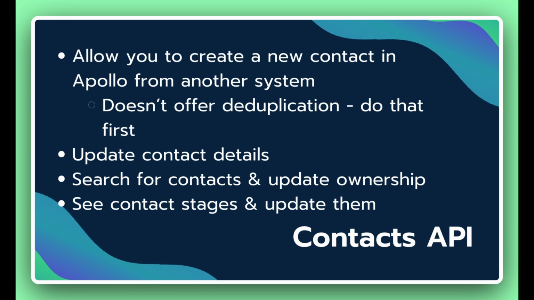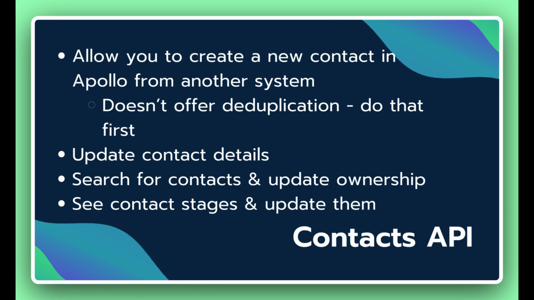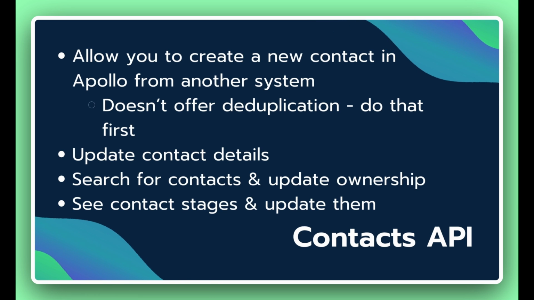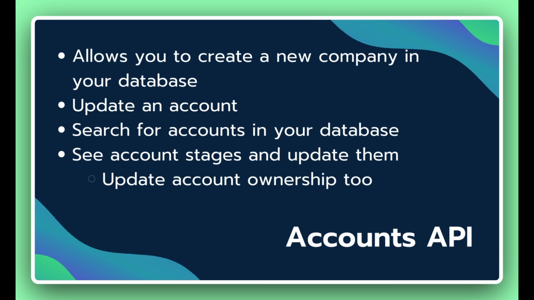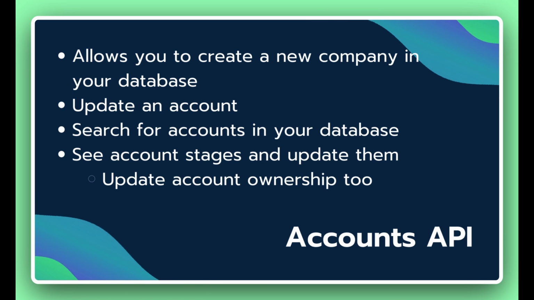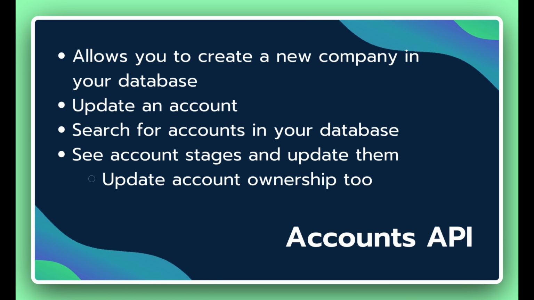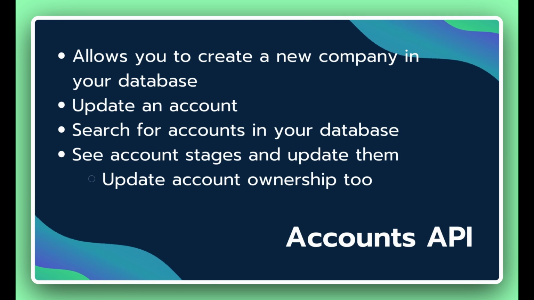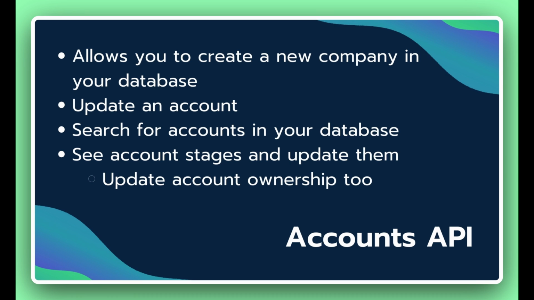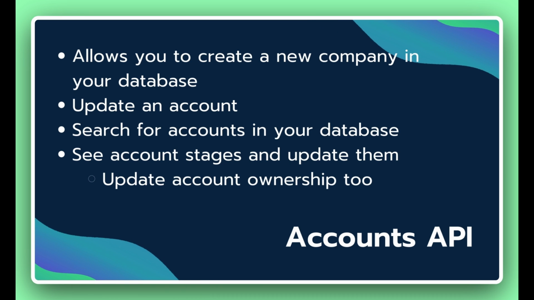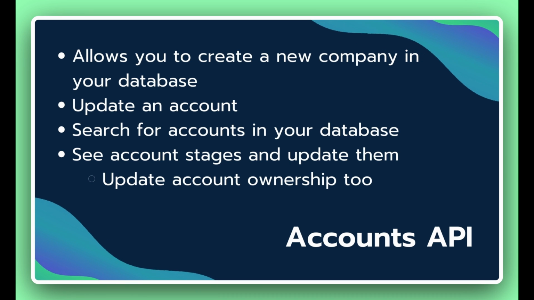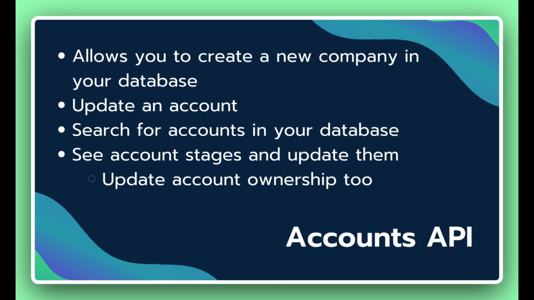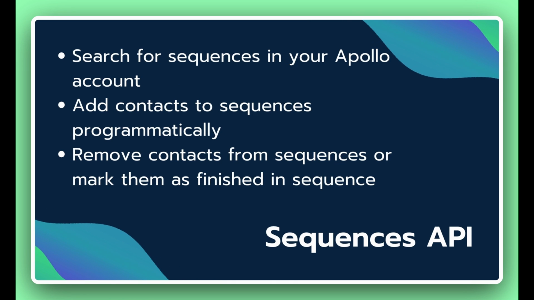You can update contact details, you can search for contacts and update ownership, as well as see contact stages and update them. Then we have the Accounts API. The Accounts API allows you to create a new company in your database, and also you can update an account, search for accounts in your database, see account stages, update them, and update account ownership as well. So this is very similar to a traditional CRM where you're giving someone an account and having companies and contacts associated to them. So same thing.